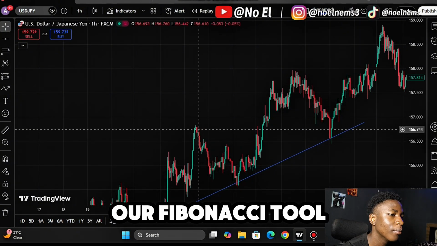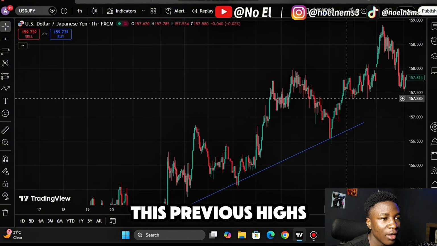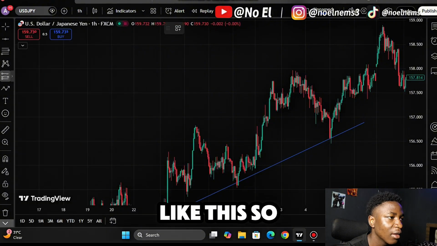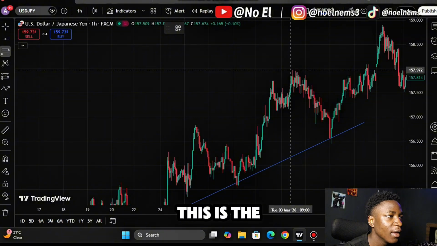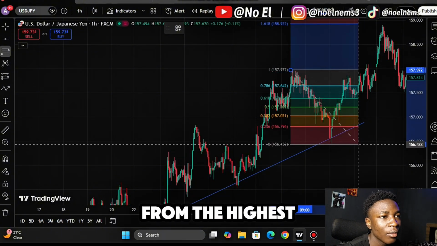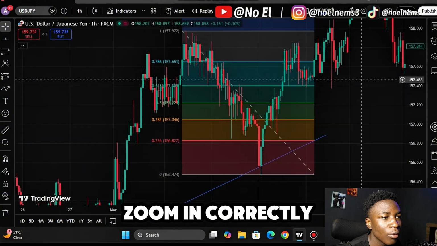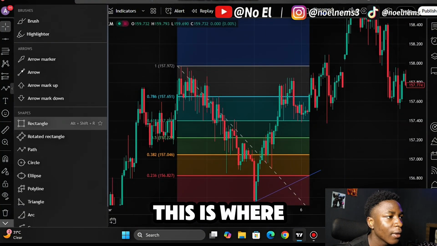We are going to use our Fibonacci tool and pick one of these previous highs, or this one. But since we are around here, we are going to look at this one like this. So now we are going to use the Fibonacci tool, and then mark from the highest point to the lowest point like this. And then if you zoom in correctly, you're going to find out that this is, where is it?